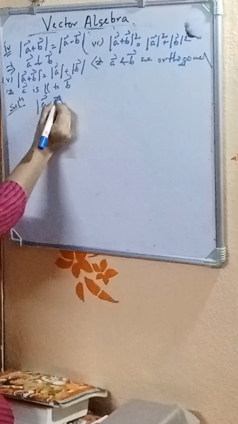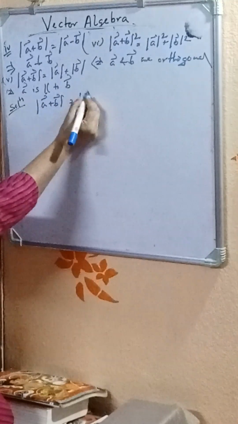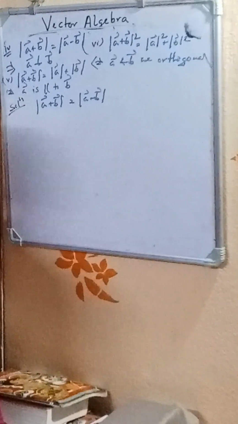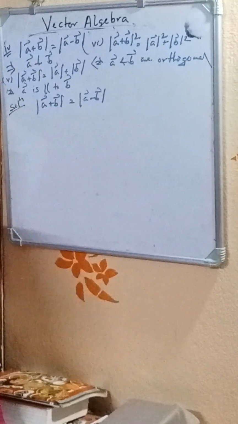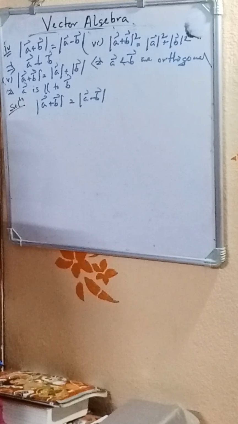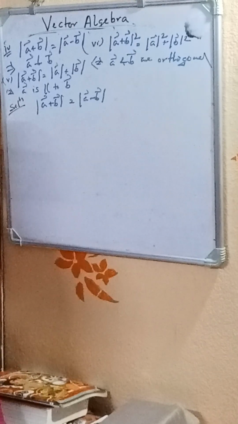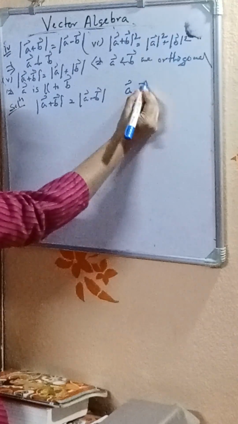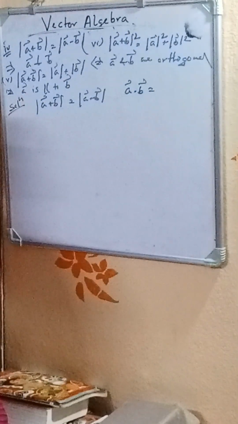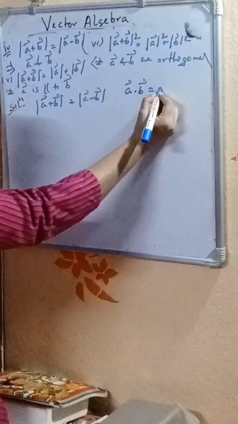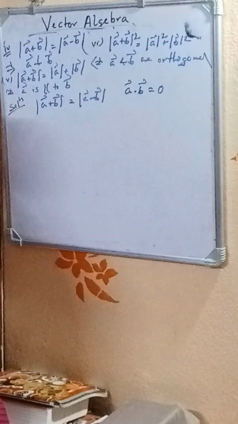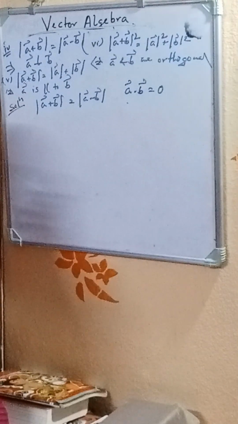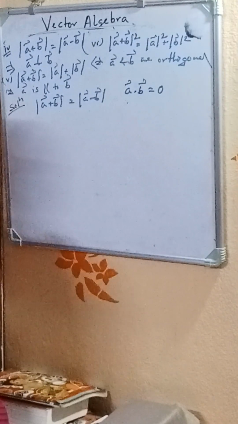Given that the magnitude of a vector plus b vector equals the magnitude of a vector minus b vector, we have to prove that a vector is perpendicular to b vector. So our target is to prove that a vector dot b vector equals 0. When will the dot product of two vectors be 0?